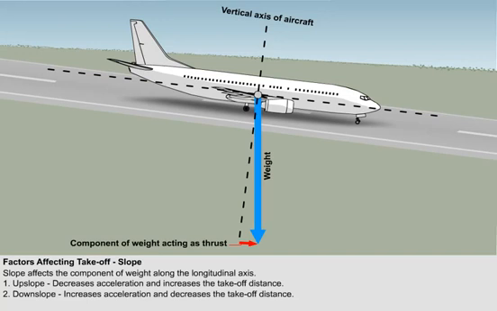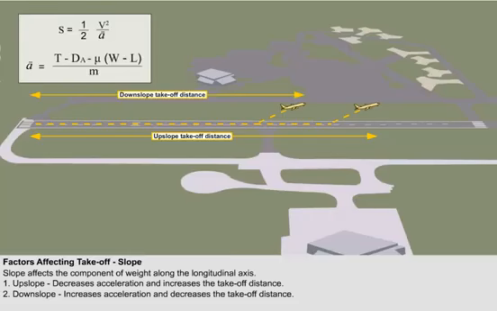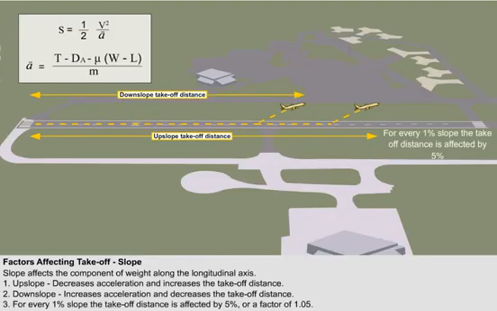This adds to the forward force, therefore it will increase the acceleration and decrease the takeoff distance. A rough calculation to help quickly quantify the effect of slope is to assume that for every 1% slope, the takeoff distance is affected by 5%, or by a factor of 1.05.